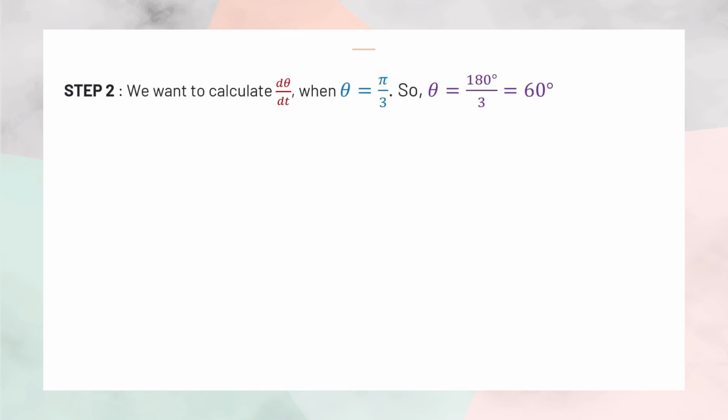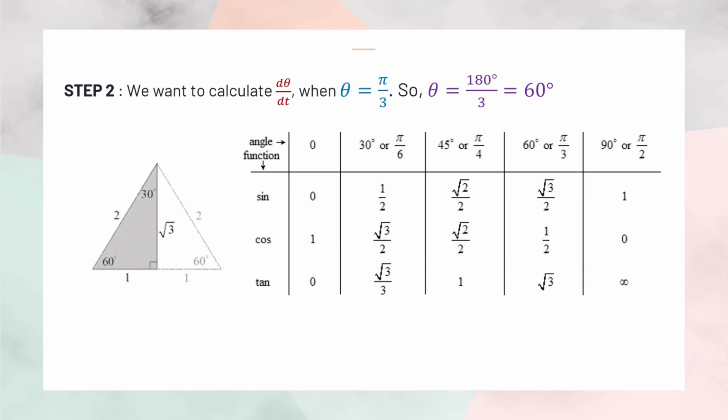Step 2. We want to calculate d theta over dt when theta equals pi over 3. Since pi is 180 degrees, theta equals 180 degrees divided by 3, and you will get 60 degrees, which can be seen in the diagram. At that moment, cos theta equals 1 over 2 and tan theta equals square root of 3.